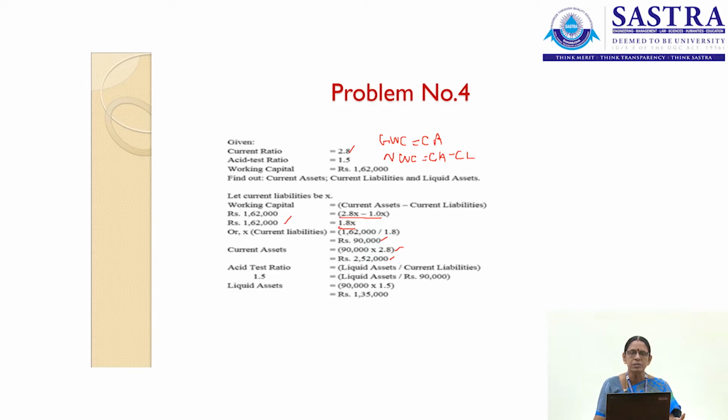Asset test ratio is liquid assets divided by current liabilities. Now, we have found out current liabilities that apply here. 1.5 is equal to liquid assets divided by 90,000. That is your liquid assets. 90,000 into 1.5, that is 1,35,000, that is your liquid assets.